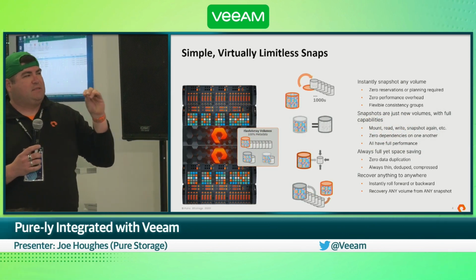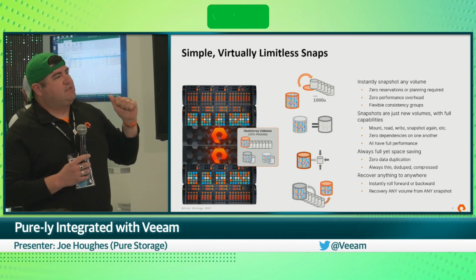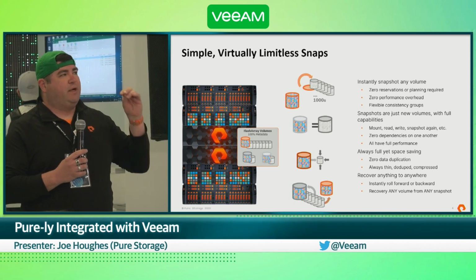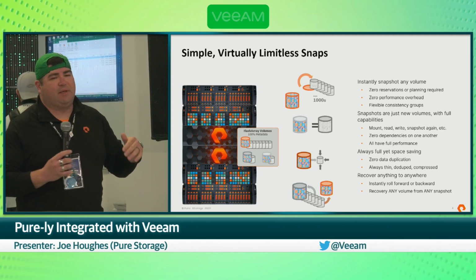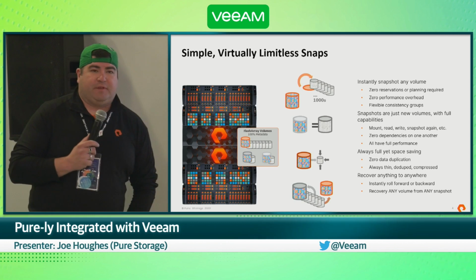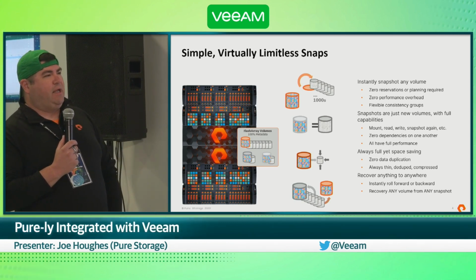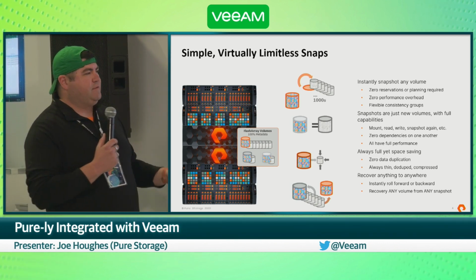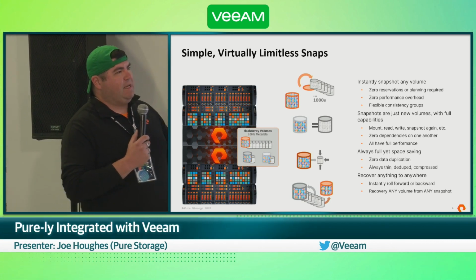Simple, virtually limitless snapshots is what we're leveraging for all of this, right? Instantly snapshot any volume. Since these have zero performance overhead, essentially these are all metadata pointers, right? They're full volumes that have full capabilities. You can mount, read, write, snapshot them again, no dependencies from one to the other, and you always have full performance across all of these. Every time you snapshot a volume, it's going to take you about 2 seconds to see a new copy of this, right? And you're not going to be having another full clone of this data that lives on your storage array. You're not using all of this capacity. It's just pointers to everything. Amazing for recovery anywhere. That's what we're going to leverage for this integration.